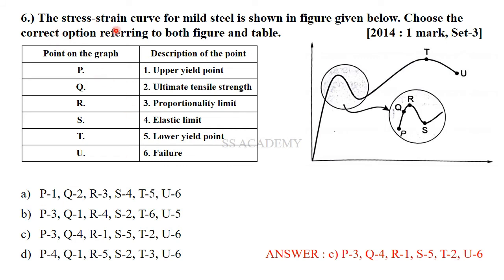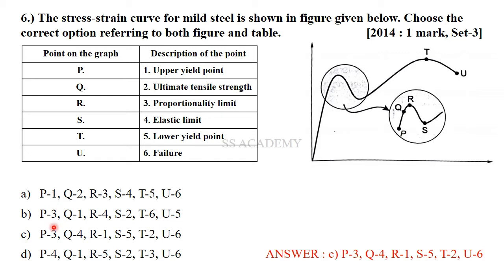Okay, the stress strain curve for mild steel is shown in the figure given below. This is the stress strain curve given. Choose the correct option referring to both figure and table. You have to compare these two and find the answer. It is actually like a match the following question. So, a simple way of answering this is, first we have to find which particular value among P, Q, R, S, T, U has different values in all the four options.